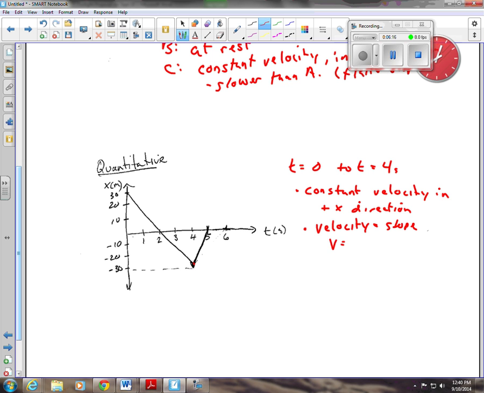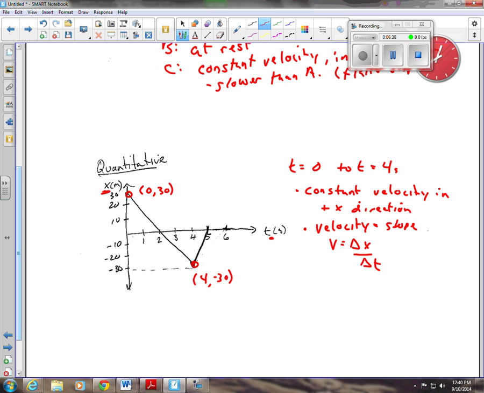So we're going to do v is change in x over change in t. It's usually y over x, but on my y-axis I have x, and on my x-axis I have t, so change in x over change in t. I'm interested in the first 4 seconds. So this spot is 0, 30. This one is for negative 30.